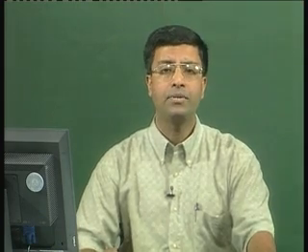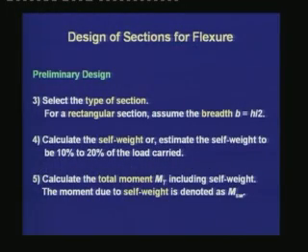The third step in the preliminary design is to select the type of section. Now there can be several types of sections depending on the application. We shall learn more about them in a subsequent lecture. For a rectangular section, which is the simplest type of section, we can assume the breadth B is equal to half times the total depth.